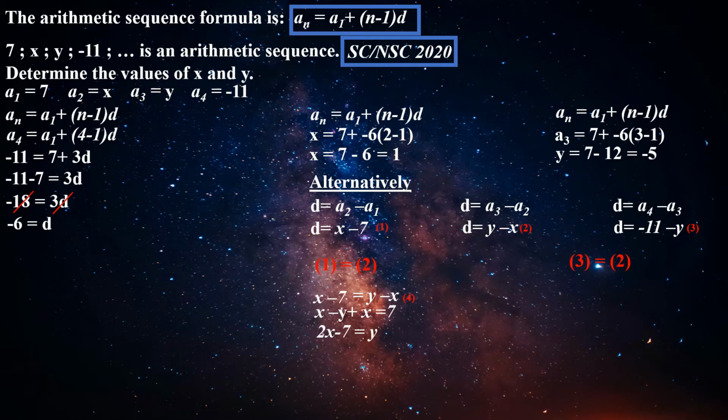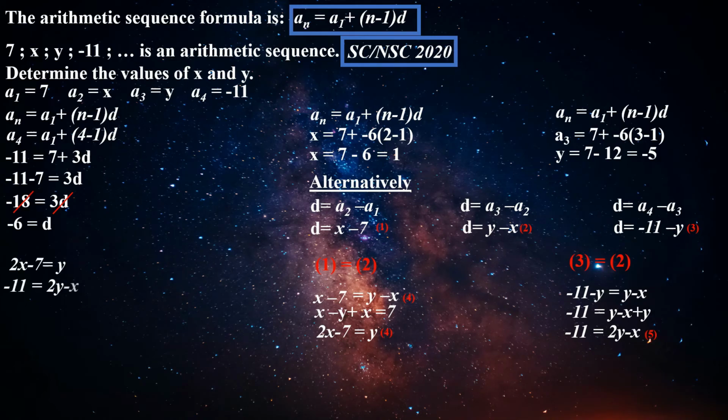Okay, now let's look at equation 3, which is negative 11 minus y. It should be equal to y minus x. So right here, moving y to the other side, we're going to have negative 11 equals y minus x plus y. So it's going to be negative 11 equals 2y minus x, and this one is equation number 5. So now we're going to solve those equations simultaneously. Let's first write them.